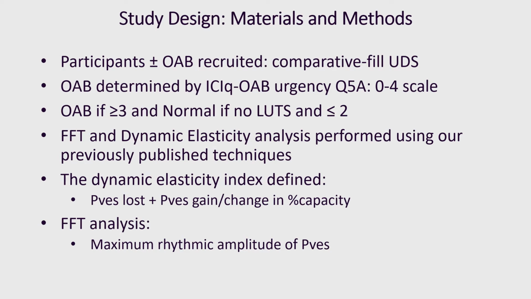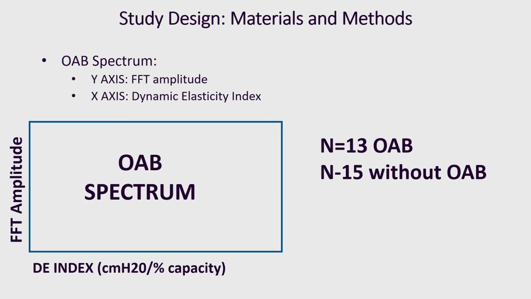FFT and dynamic elasticity analysis was performed using our previously published techniques. The dynamic elasticity, again, defined as the Pves loss plus the Pves gain divided by the change in capacity, and FFT analysis, again, used to determine the maximum rhythmic amplitude of Pves. So what we did was then graphed both of these parameters on an x and y axis. So the x-axis was the dynamic elasticity index, and the y-axis was the FFT amplitude to create this overactive bladder spectrum. And for this study, we had 13 participants with overactive bladder and 15 without overactive bladder.